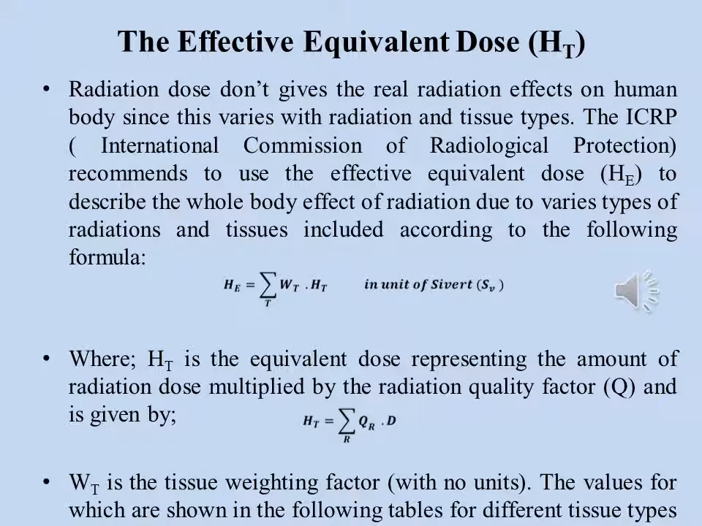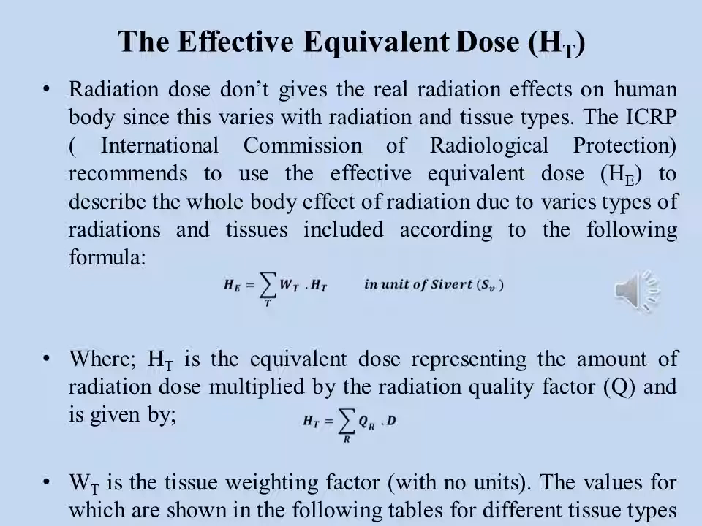The effective equivalent dose, H sub T. Radiation dose alone doesn't give the real radiation effects on the human body, since this varies with radiation and tissue types. The ICRP, the International Commission on Radiological Protection, recommends using the effective equivalent dose, H sub E, to describe the whole body effect of radiation due to various types of radiation and tissues included, according to the following formula.